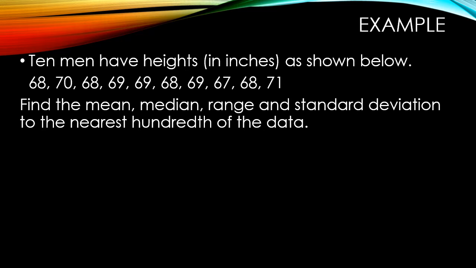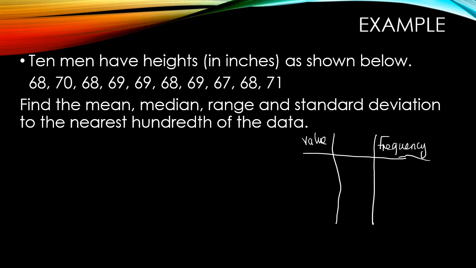Let's take a look at this example where we have 10 men and they have different heights, and these heights are in inches. We need to find the mean, the median, the range, and the standard deviation to the nearest hundredth of that set of data. So the first thing I need to do is to organize these data points into a table. I'm going to call it the frequency table, because in this table I'm going to have the value, the frequency, which means the number of times this data point is repeated, and in the middle I'm going to have tallies to count the number of times I see the data.